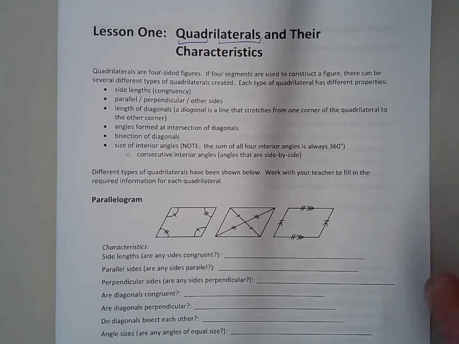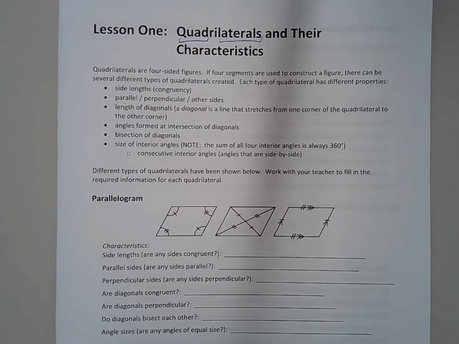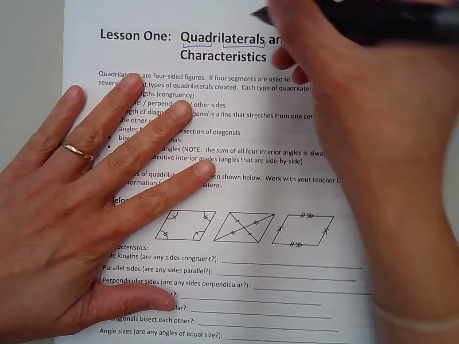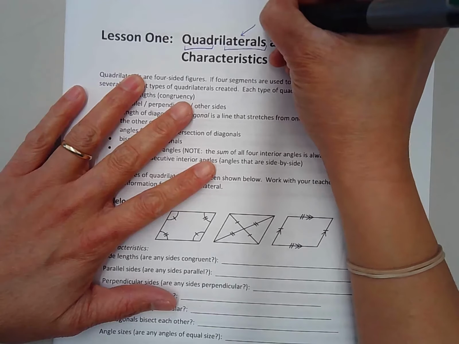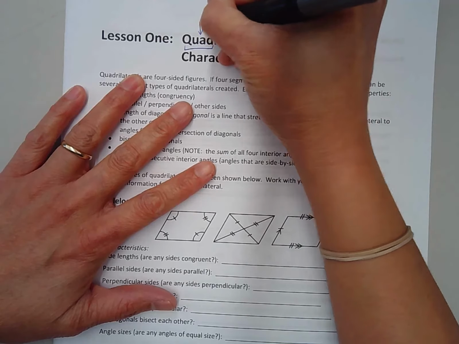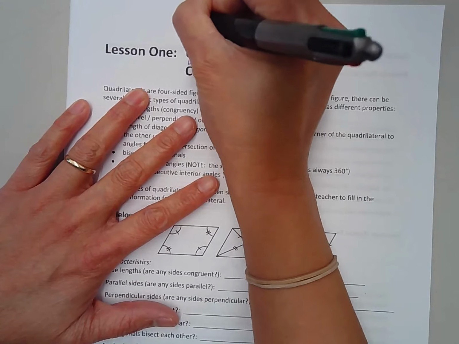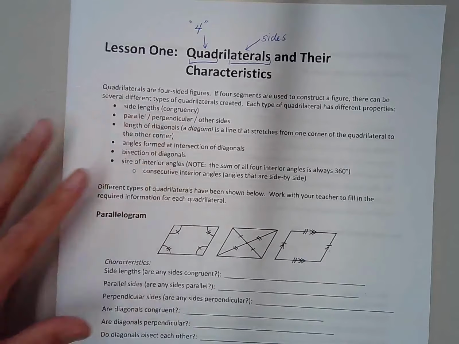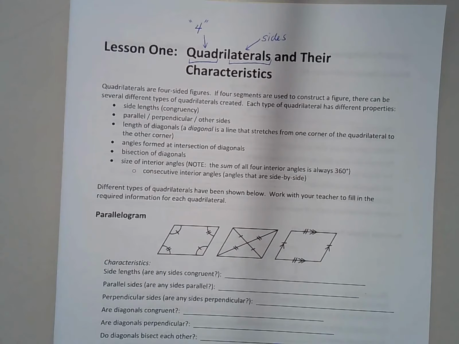Can you say what it was for lateral again? Oh, lateral means side. Quad means 4. So 4-sided. So a 4-sided figure.